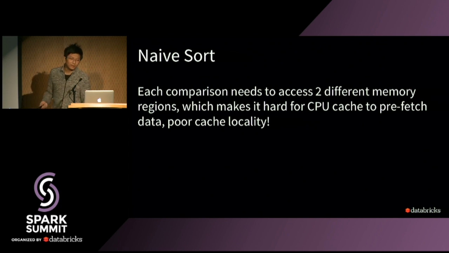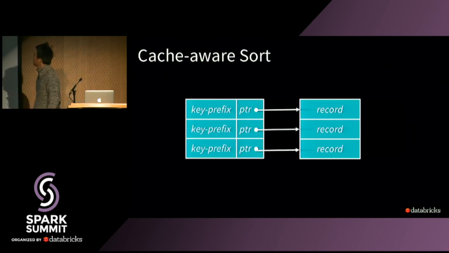This means the CPU has to read data between 2 memory regions again and again, which makes it hard to guess which data will be fetched next, and results in very poor cache locality and very poor performance. So how do we improve it?